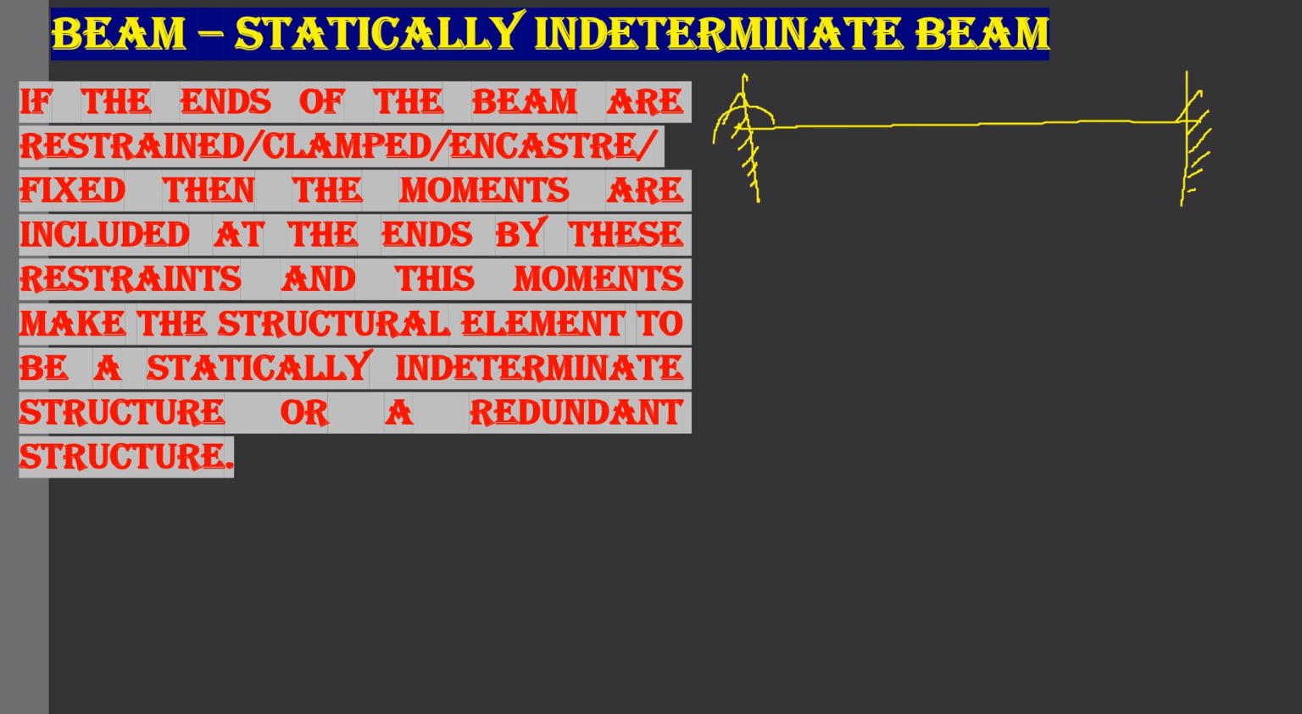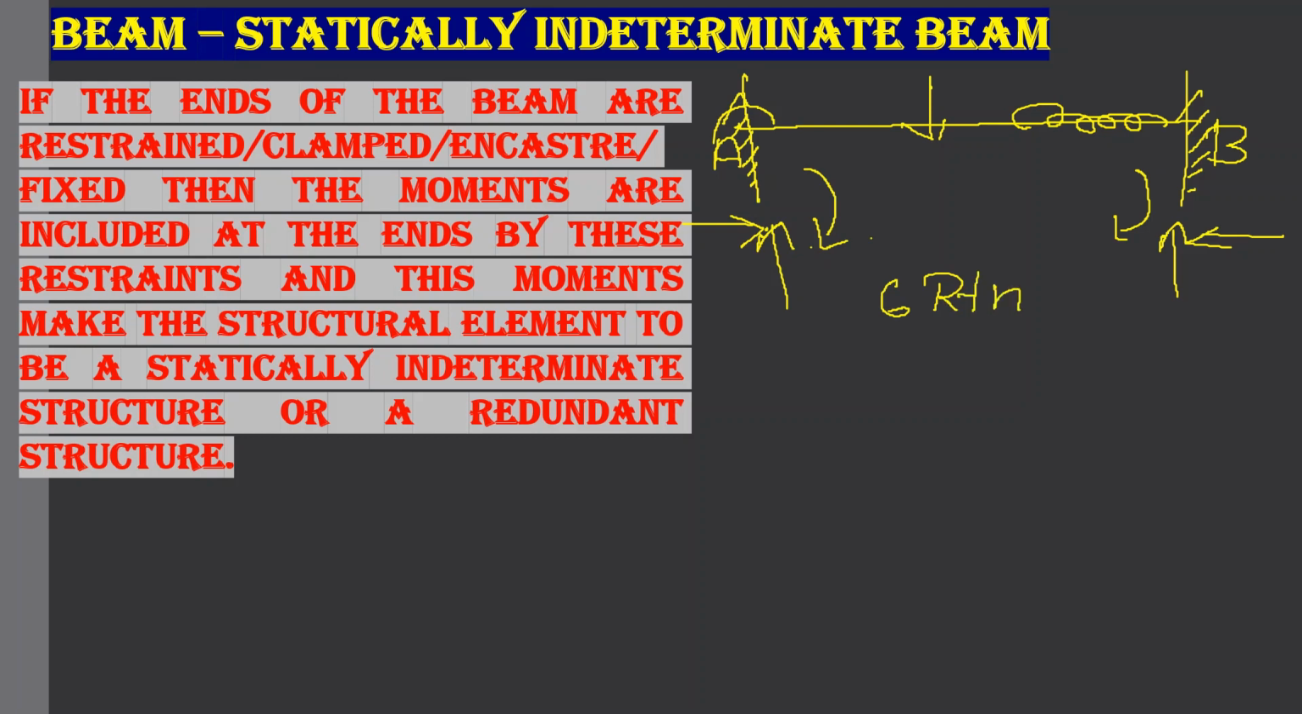The reason is, when the loads act on such a beam, if you take this support as A and the right support as B, the reactions acting at A will be a vertical reaction, a horizontal reaction, and a moment. Same way at B, there will be a vertical reaction, a horizontal reaction, and a moment. So, totally we have 6 reactions, 6 unknowns, and only 3 equilibrium equations are available.